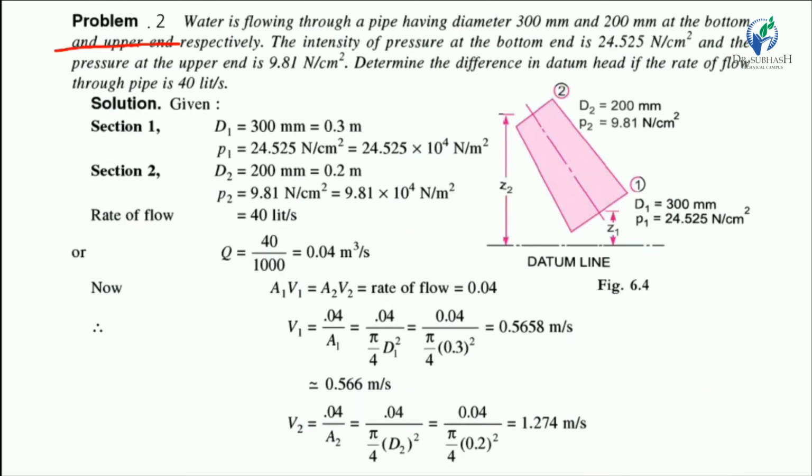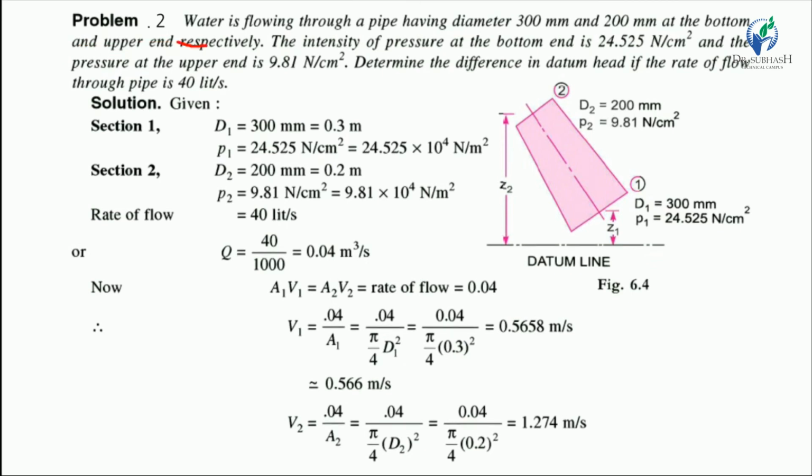Now we solve the second problem. See what is given in the data. Water is flowing through a pipe having diameters 300 mm and 200 mm. The 300 mm diameter is at the bottom and the 200 mm diameter is at the upper end. That is mentioned in the figure. This is the 300 diameter and 200 diameter.